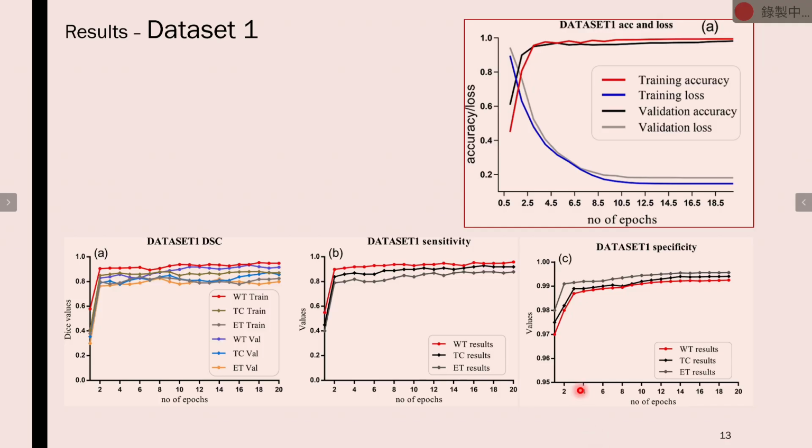And this figure shows the segmentation samples from dataset 1. The predicted masks closely match the ground truth, especially in the WT and TC regions. This confirms the model's reliability on high-quality data.